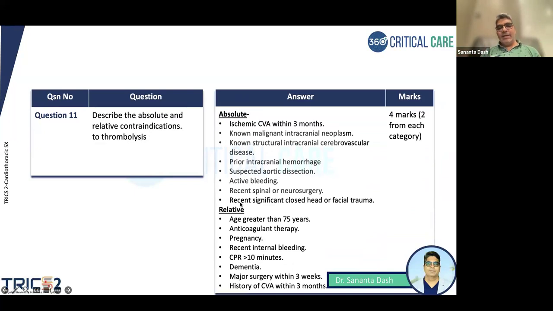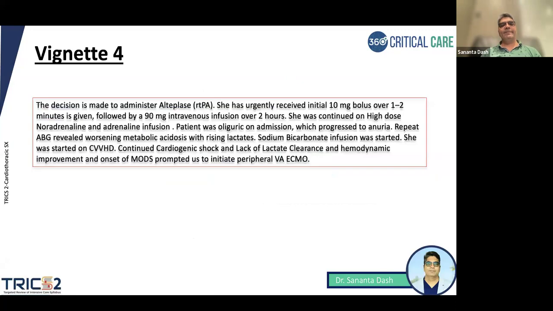Absolute is a complete list. There is a relative contraindication list. There is a complete list. I don't need to go into detail about it. You can read about it in any of the journals or any of the websites, but you need to know at least three each of it, right? What is absolute? What is relative contraindication? And this is important because it covers three pathologies: stroke, MI, and pulmonary embolism.